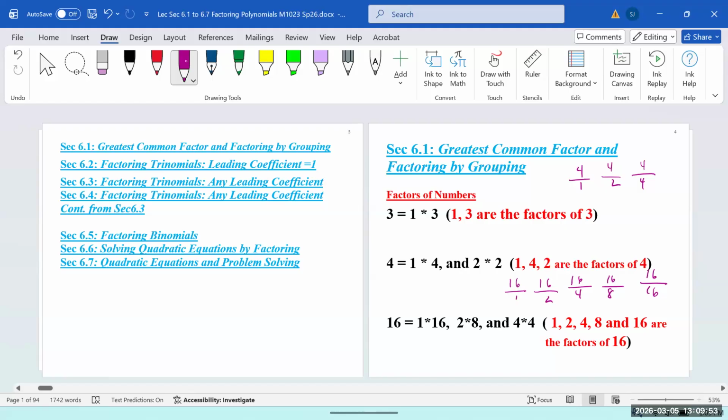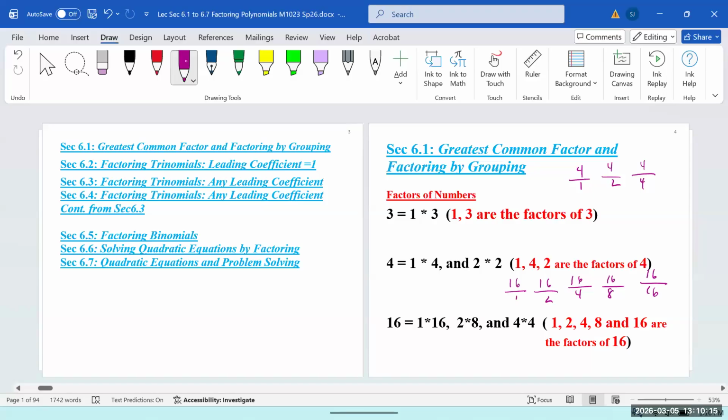Now among these 5 numbers, if you multiply 1 times 16, you get 16. If you multiply 2 times 8, you get 16. If you multiply 4 times 4, you get 16. You see, all the factors, if you multiply two of them, you get 16 back. So these are the factors for 16.